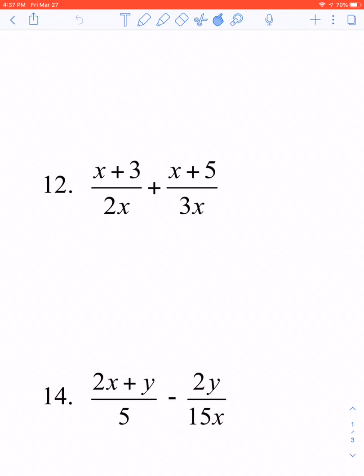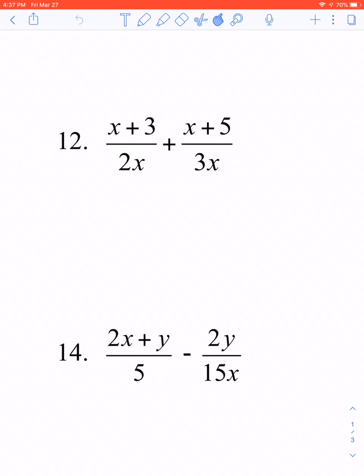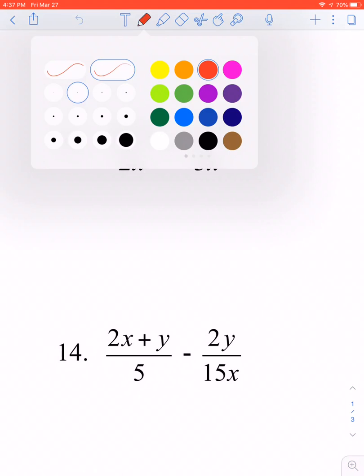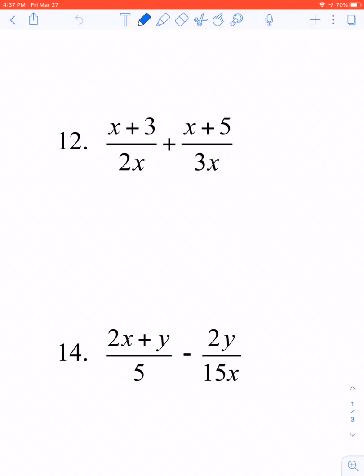Number 12 is a fraction plus a fraction, which means the denominators need to be the same. So the first thing we need to do is find a common denominator. We have to write this out too. We're going to grade you based on whether or not you write out your common denominator. The first thing you look at is the numbers 2 and 3. If you just had a 2 and a 3 in the denominator, what would the common denominator be? The smallest number that they both go into, and that would be 6.